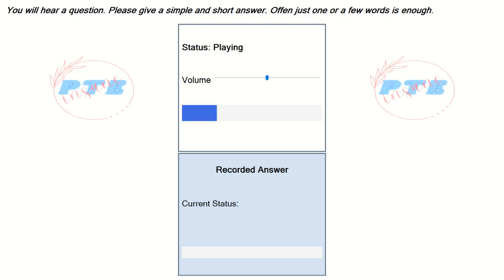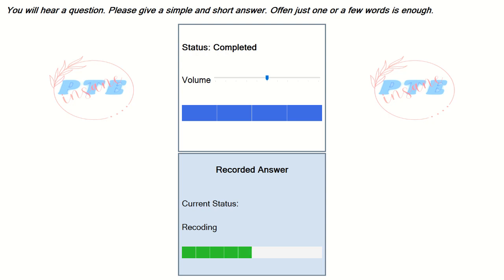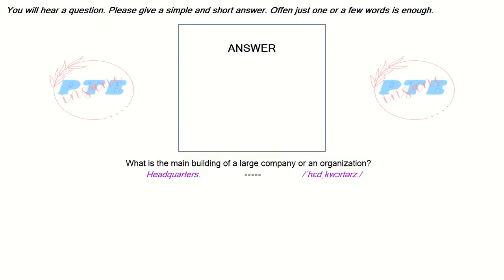What is the main building of a large company or an organization? Headquarters.